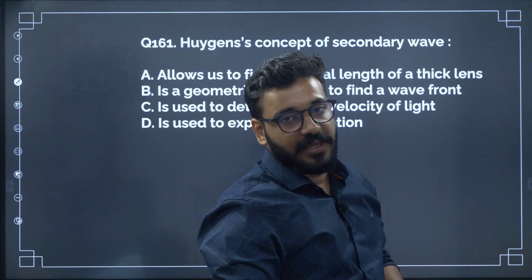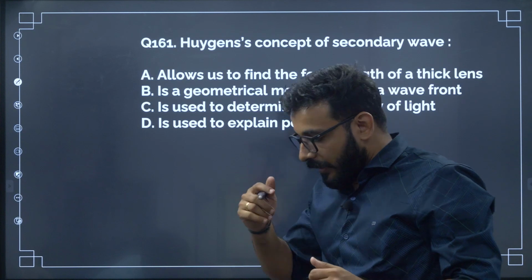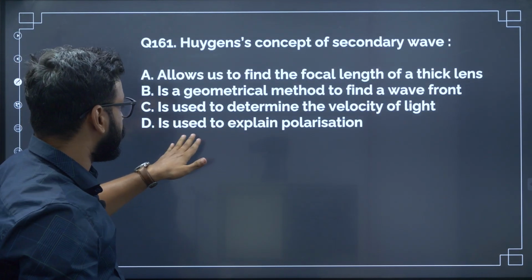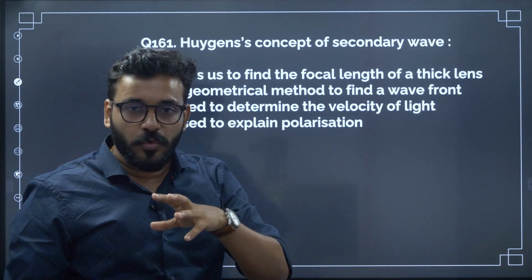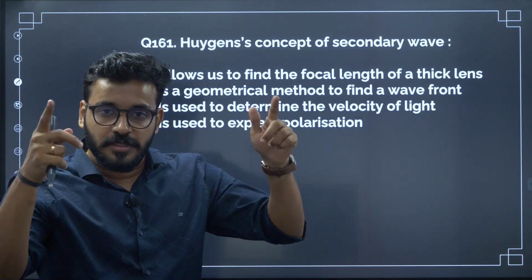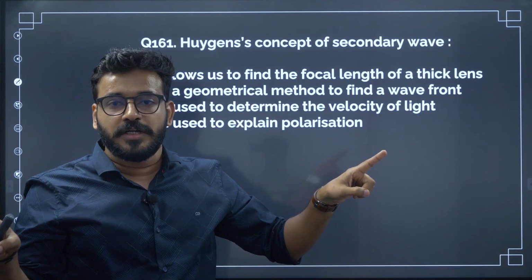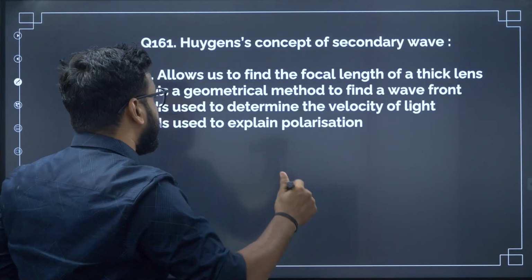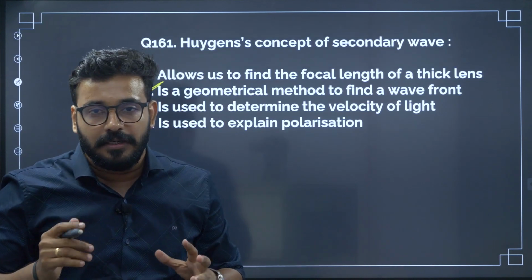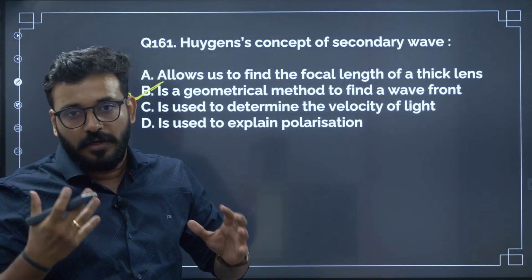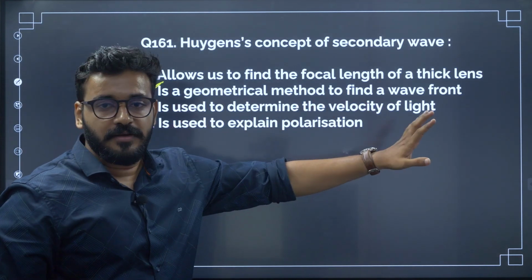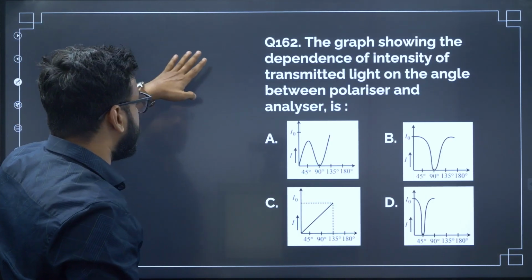Huygens concept of secondary wave: does it allow us to find the focal length, or is it a geometrical method to find the wavefront, or is it used to determine the velocity of light, or to explain polarization? If you have understood the Huygens principle, we all know what it says. Each point is a secondary disturbance. When those locuses are again plotted together, it forms a new wave. It's a geometrical method to find the wavefront. That is the correct understanding of Huygens principle. Very, very simple question.